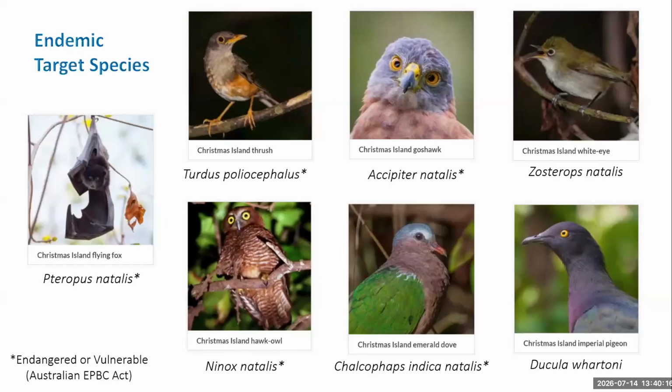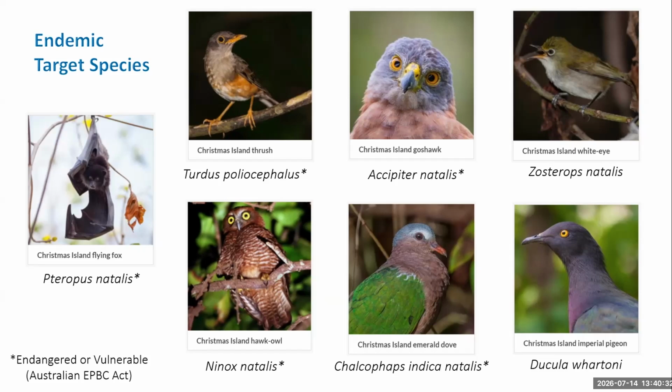So building this program, I'll just introduce our target species. We have six forest bird species that we're targeting initially in this acoustic monitoring program, and the flying fox. And I guess it's just important to point out why we've chosen these species.